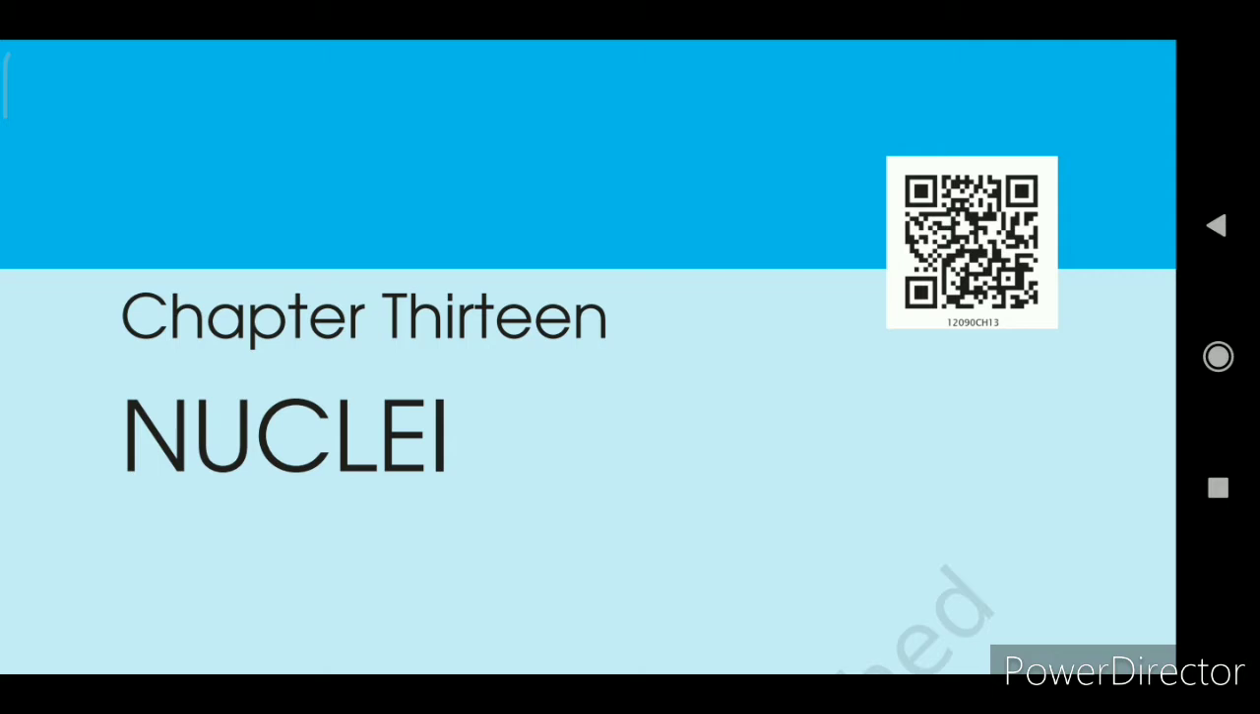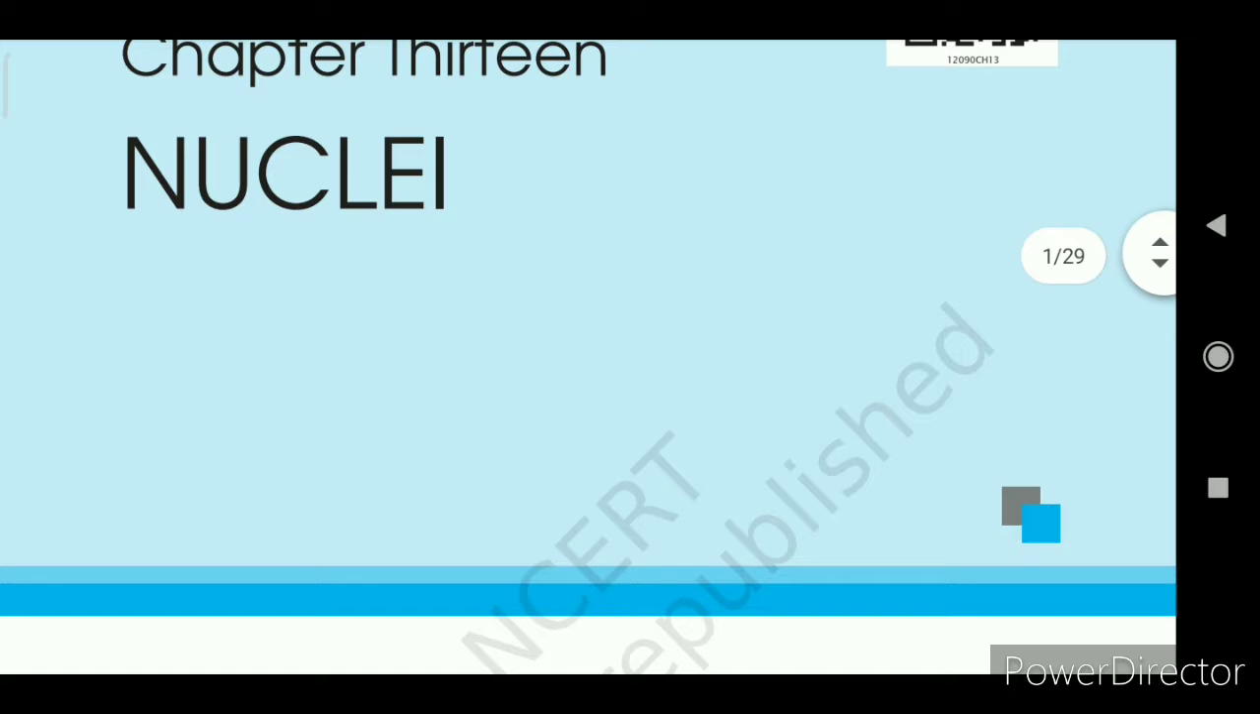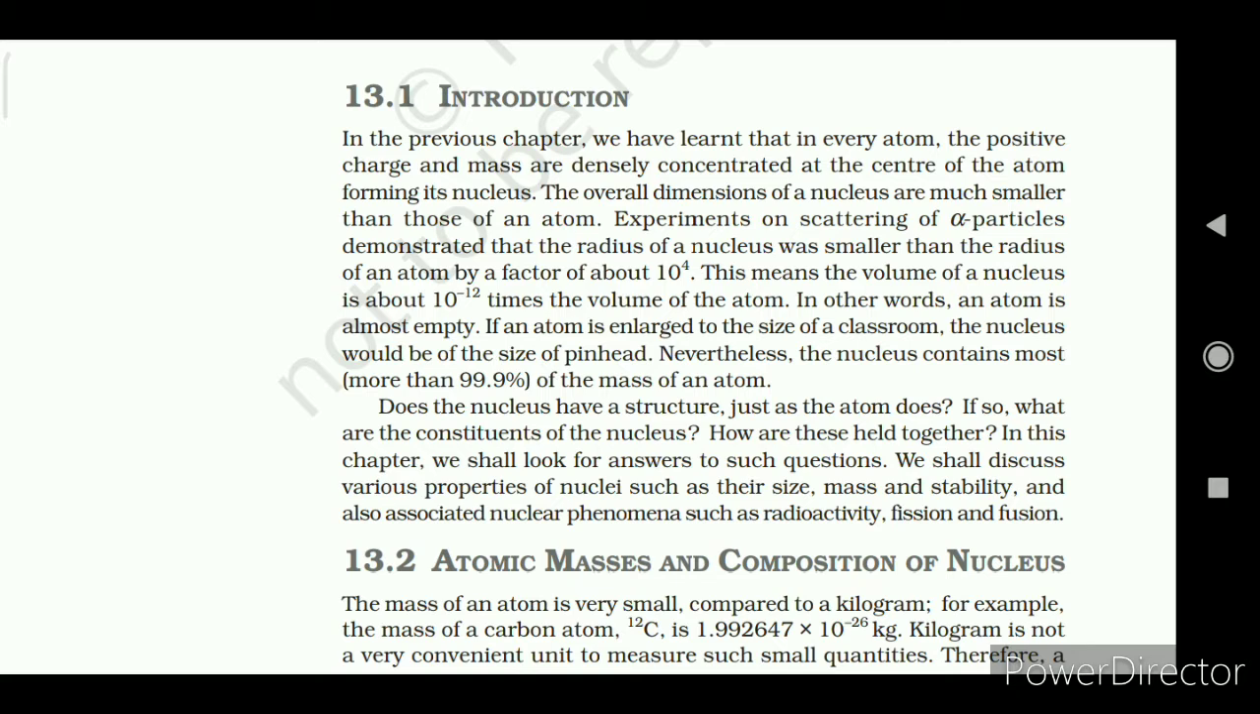So let's get started. Chapter 13, Nuclei. 13.1, Introduction. In the previous chapter, we have learned that in every atom, the positive charge and mass are densely concentrated at the center of the atom, forming its nucleus. The overall dimensions of a nucleus are much smaller than those of an atom. Experiments on scattering of alpha particles demonstrated that the radius of a nucleus was smaller than the radius of an atom by a factor of about 10 to the power 4.